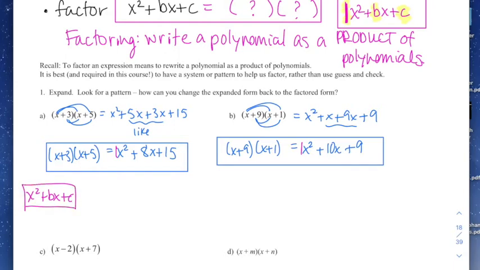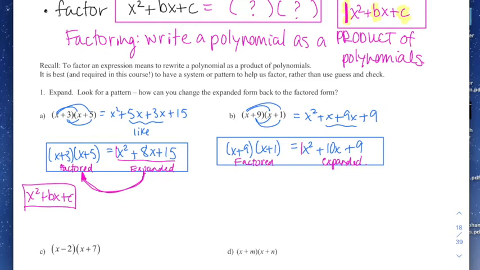Also, I want us to see the relationship between factored form and expanded form. This is factored, this is expanded. What do I mean by that? If I were to take this and rewrite it as x plus 3 times x minus 3, I've written a polynomial as the product of polynomials.